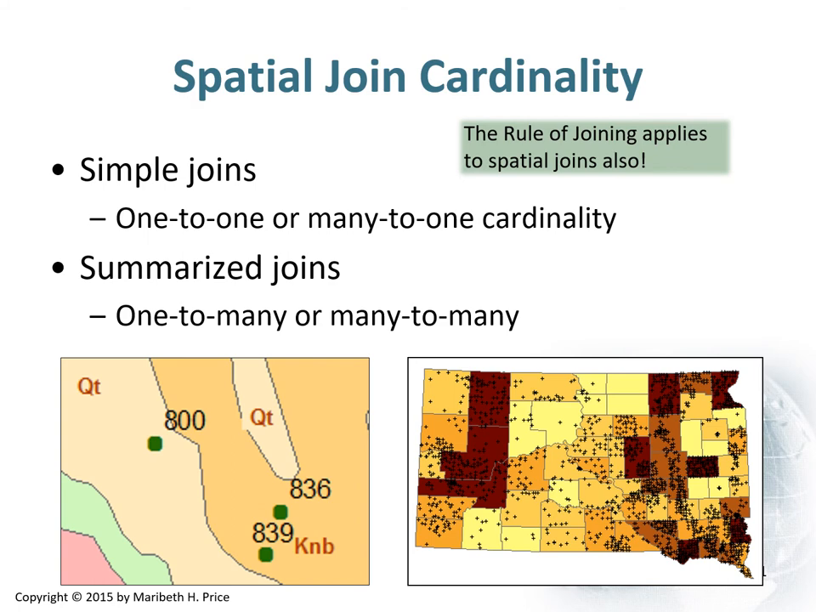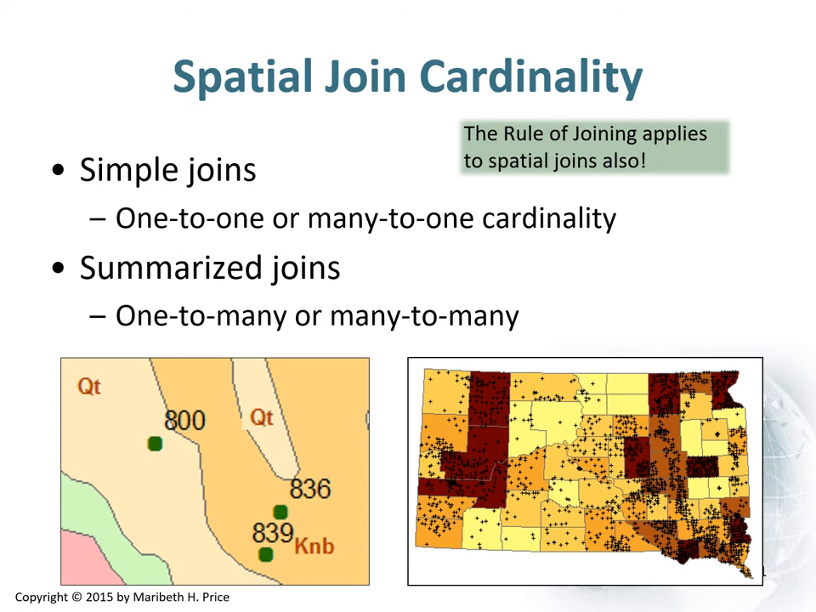Spatial join cardinality, this is where it starts to get a little fuzzy. Simple one-to-one, no problem. They call it many-to-one, and that sounds like what I'm just now telling you you don't want to do. But when they talk about many-to-one, they're really talking about having lots of entities that get information from a single entity. I would consider that taking one to many, not many to one. But I'm not going to argue about that.